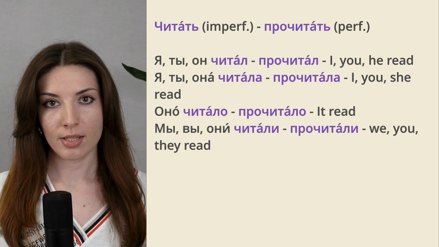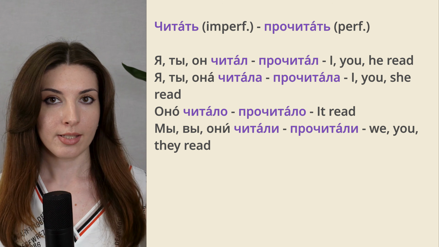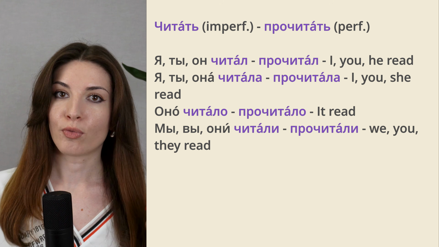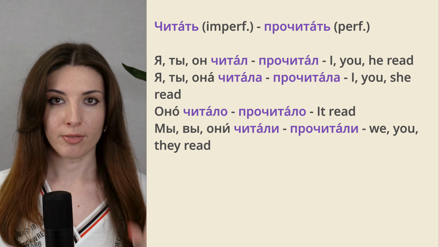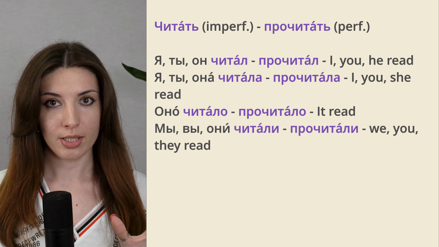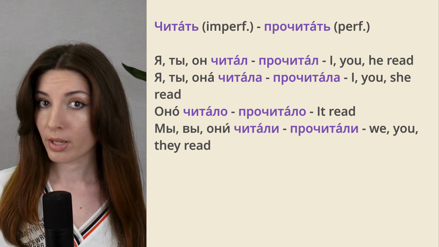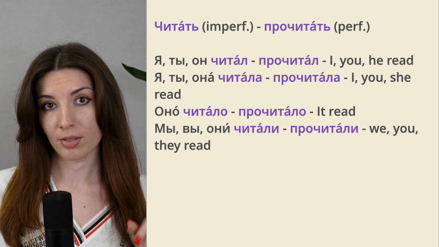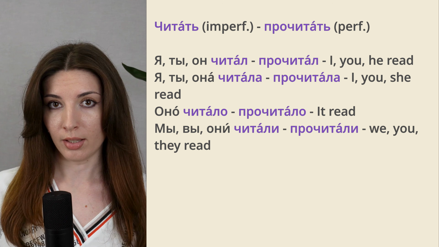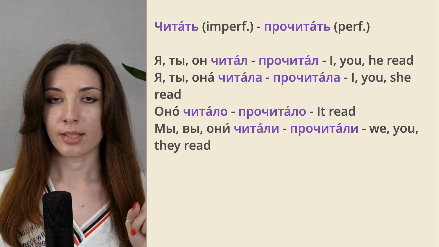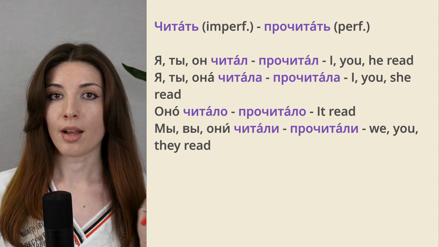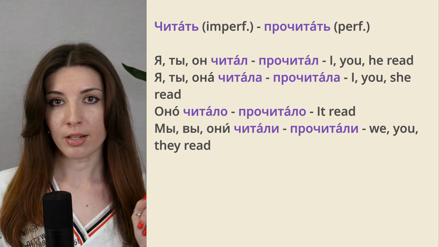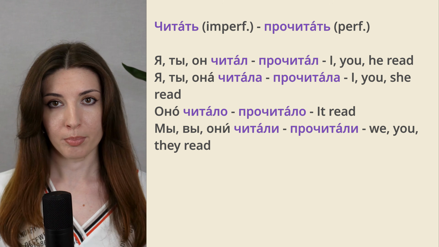The formation is the same. We take the infinitive. Let's take 2 aspects at once, because here past tense exists for both aspects. Imperfective, perfective, читать, прочитать. So what we do, we remove again the last 2 letters, «ть», and we add the following letters. Я, ты, он читал, прочитал. Я, ты, она читала, прочитала. Оно читало, прочитало. Мы, вы, они читали, прочитали.